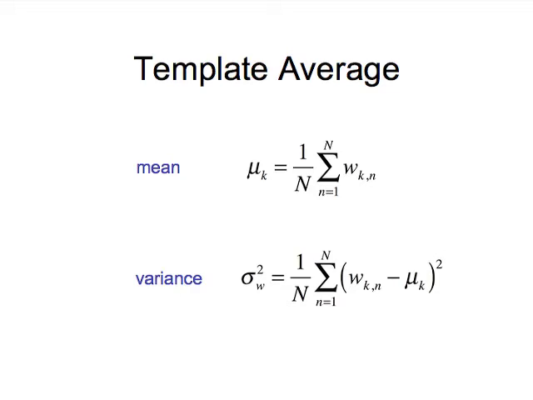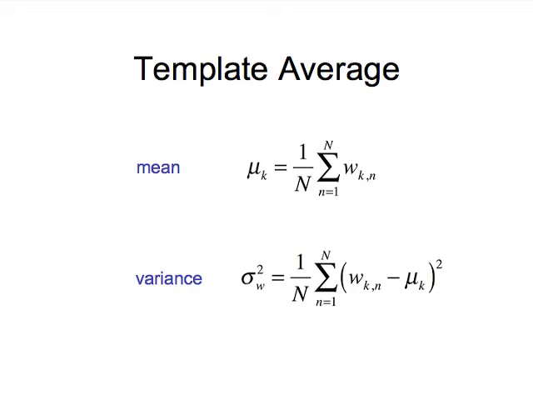After you've formed estimates at every locus for the contributor, indicated here by little w sub k for the kth contributor and n for the nth locus, you can take the average over what you've seen at all the loci to get an estimate of the template mixture weight. That's mu sub k, the average of the mixture weight of the kth contributor, and it's just 1 over n times the sum. It's the arithmetic mean. With the identical data, you could also calculate the variance.